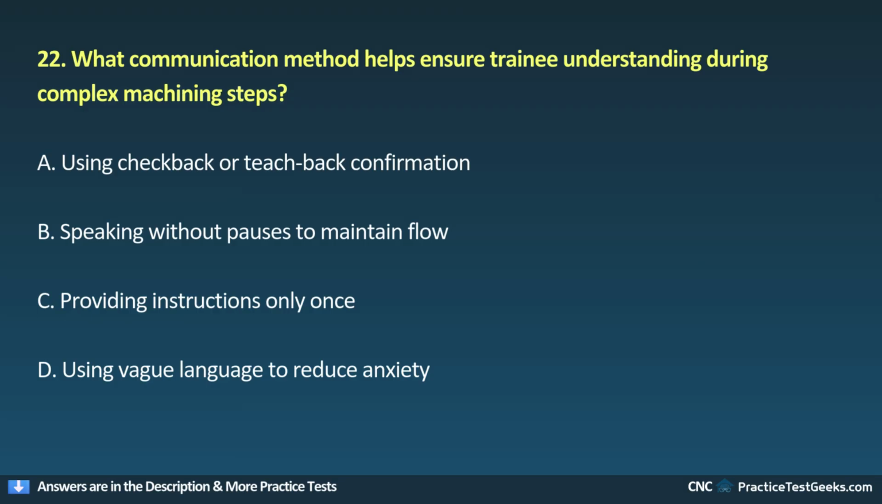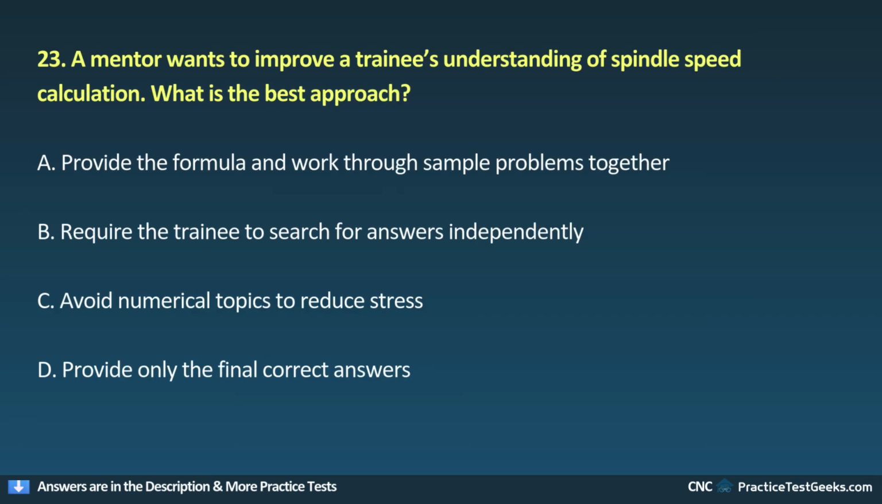22. What communication method helps ensure trainee understanding during complex machining steps? A. Using checkback or teachback confirmation. B. Speaking without pauses to maintain flow. C. Providing instructions only once. D. Using vague language to reduce anxiety.